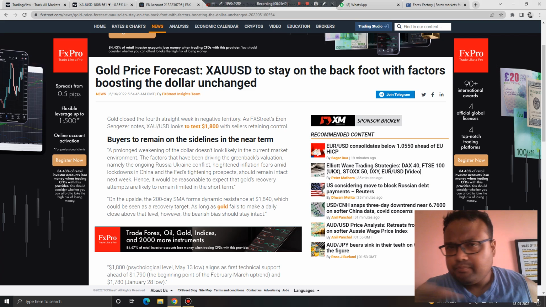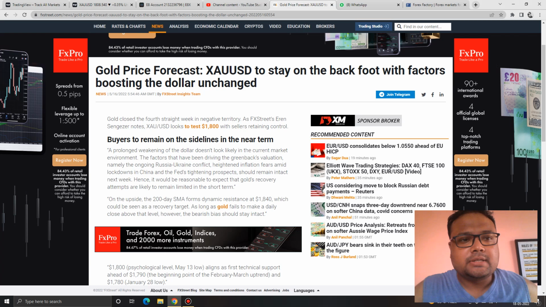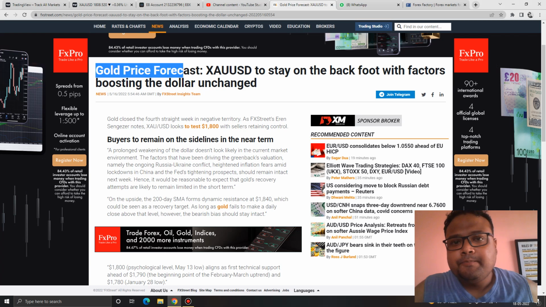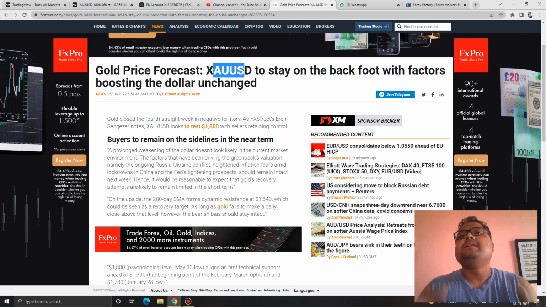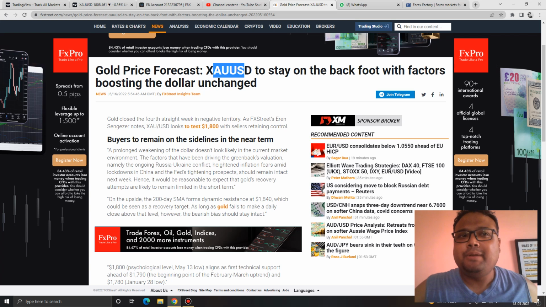I was going through some articles and I saw this gold price forecast: Gold USD to stay on the back foot with factors boosting the dollar unchanged. Buyers to remain on the sidelines in the near term, which signifies the dominance of sellers. So gold will remain bearish if we go by the experts for the next couple of days and weeks. So my dear friends, please be careful.